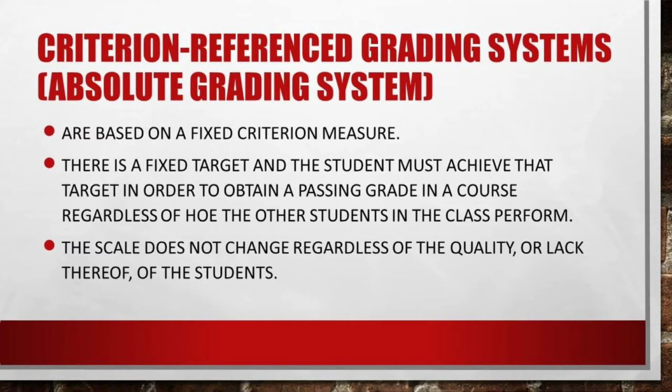The criterion-referenced grading system, or absolute grading system, is based on a fixed criterion measure. There is a fixed target, and the student must achieve the target in order to obtain a passing grade in a course regardless of how the other students in the class perform. The skill does not change regardless of the quality, or lack thereof, of the students. It is also used to measure the skills and knowledge a student has mastered.